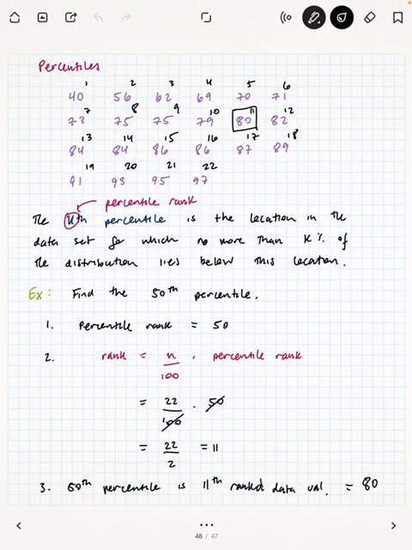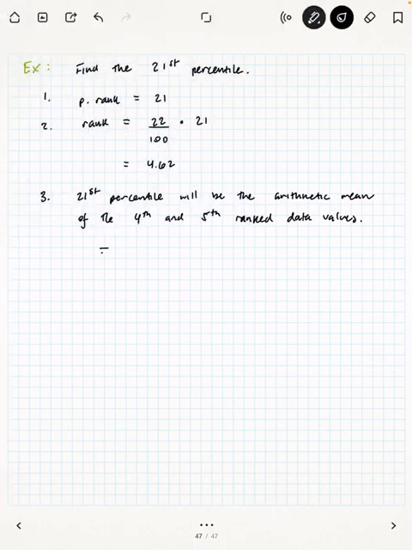Okay, so if we go back to our data set, what would that be? We'd be looking at these two. And so we take the arithmetic mean of 69 and 70. So 69 plus 70 divided by 2, and that should be 69.5. So nobody in the data set itself got 69.5%. But what we're saying is that 21% of this sample, or population, whichever one we're looking at, got no better than 69.5% on this exam. And that's true. Okay?